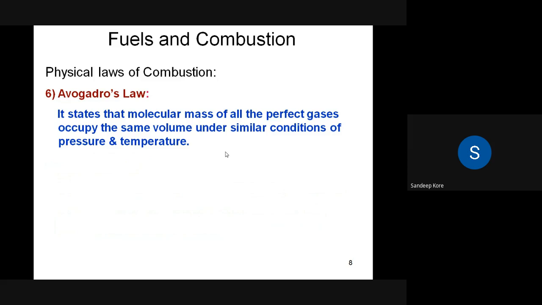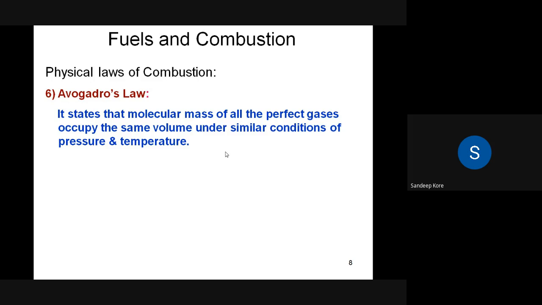Then Avogadro's law states that the molecular mass of all perfect gases occupy the same volume under similar conditions of pressure and temperature. It states that all perfect gases occupy the same volume under the same conditions of temperature and pressure. So what is the meaning of this? It says that if the molecular weight remains the same, then they occupy the same volume.